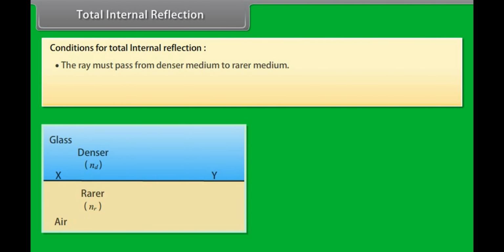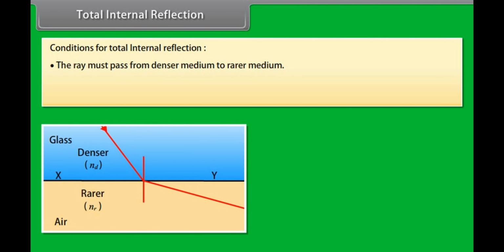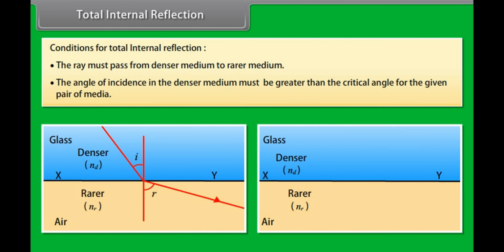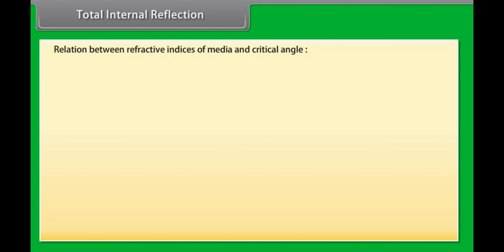Conditions for total internal reflection. The ray must pass from a denser medium to a rarer medium. The angle of incidence in the denser medium must be greater than the critical angle for the given pair of media. Relation between refractive indices of media and critical angle.